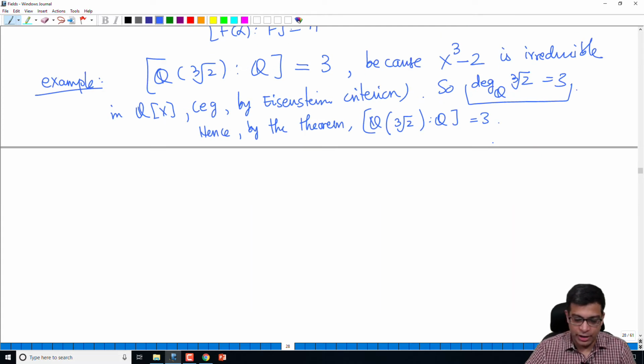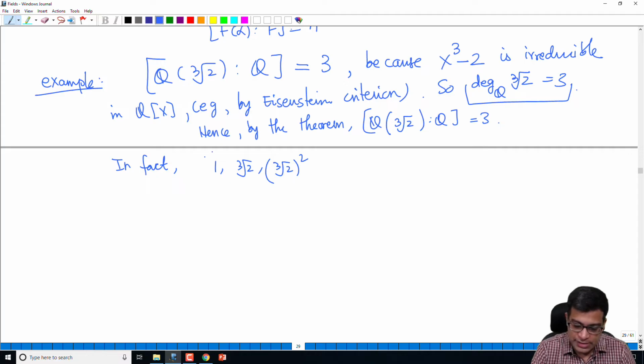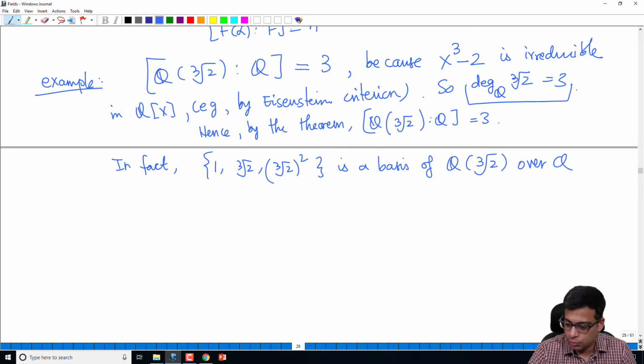We can also directly write a basis. In fact, from the proof of the theorem, 1, cube root of 2, and cube root of 2 whole squared is a basis of Q adjoin cube root of 2 over Q. So this says that if you add cube root of 2 and consider the smallest field containing Q and cube root of 2, this is all happening inside the complex numbers, let us say.